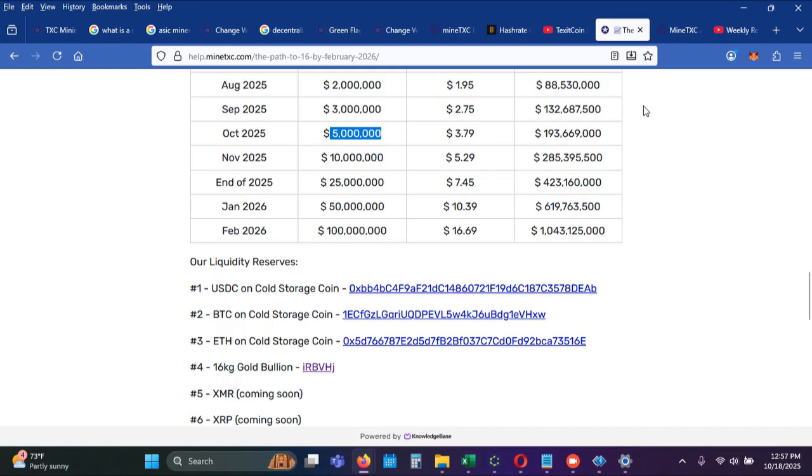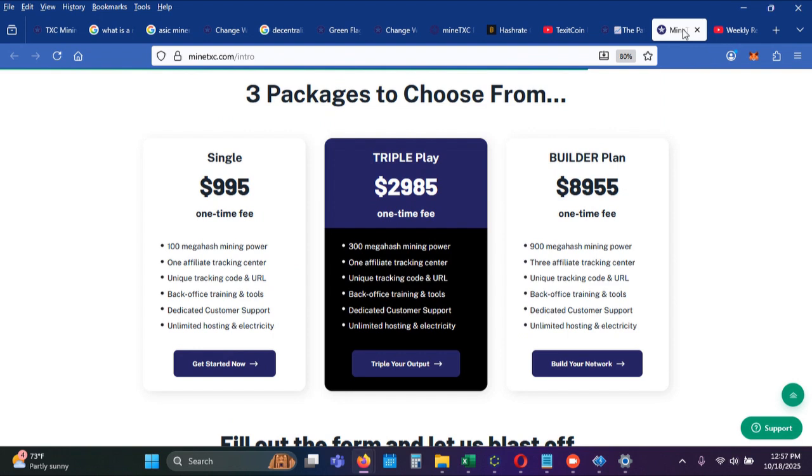All right, so let's start here because this right here is key. We're going to do a single minimum purchase of $995. And with that, we get 100 mega hash of mining power. Okay. We got to keep this in mind, guys. We're paying $995. We're getting 100 mega hash, and this is going to pay out in TexitCoin. Okay. Are we getting our fair wages?